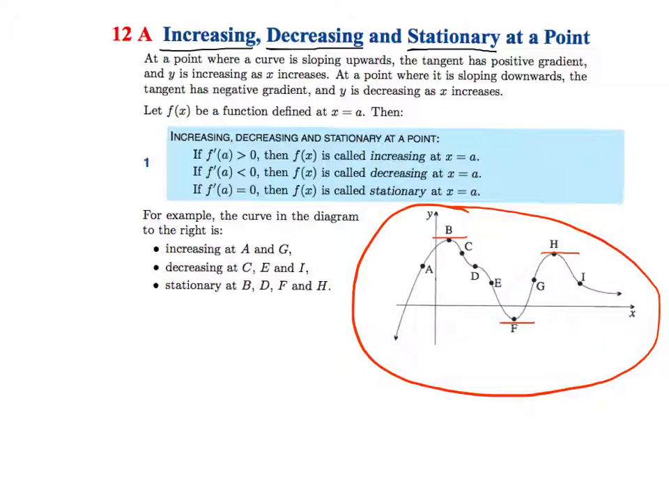Now, which of these points would give you an increasing function at that point? What that means is the gradient of the tangent is positive. Well, if you look at A and G and you draw tangents at those points, they would clearly be positive. Therefore, at A and G, this function is increasing. If you then look at C, D, E, and I, you can see when you draw your tangents, you'll have a negative gradient.